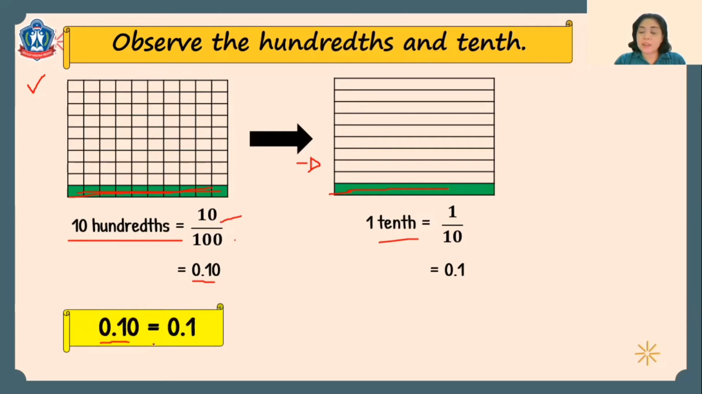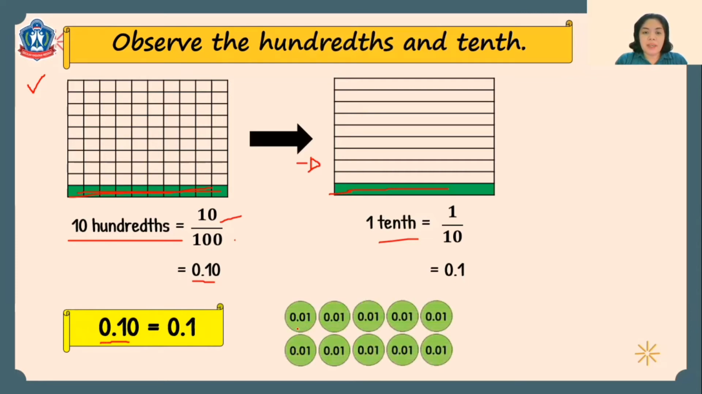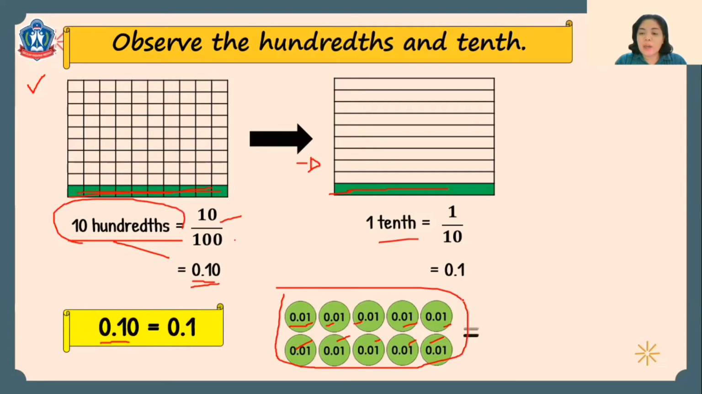0.10 is equal to 0.1. I will show you why they are equal. Remember that 0.01 is equal to 1 hundredth. How about if we have 10? So we have 1, 2, 3, 4, 5, 6, 7, 8, 9, 10. If you have 10 sets of 1 hundredth, that is already equal to 1/10.